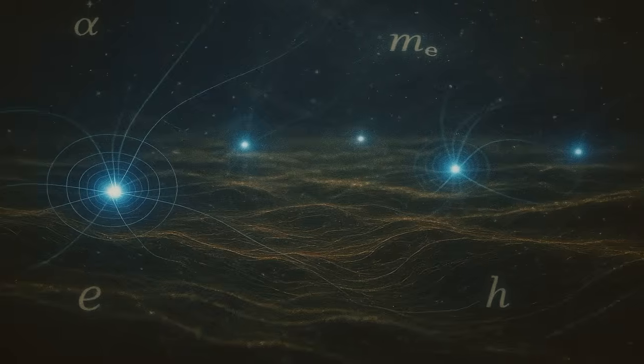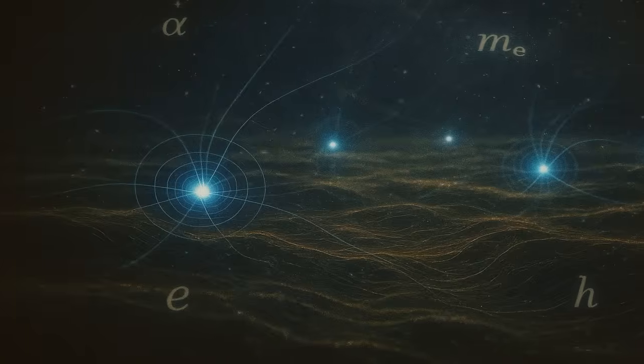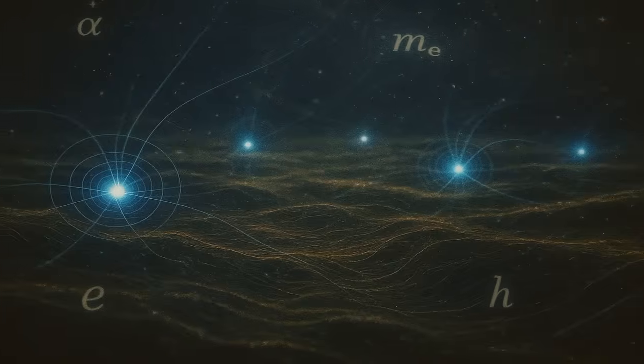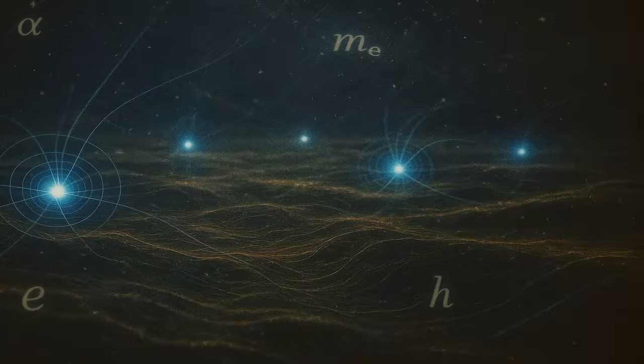In 1940, John Wheeler asked Feynman why all electrons have the same charge and mass. Wheeler proposed one electron moving through time. He was wrong about the mechanism, but right about the question.